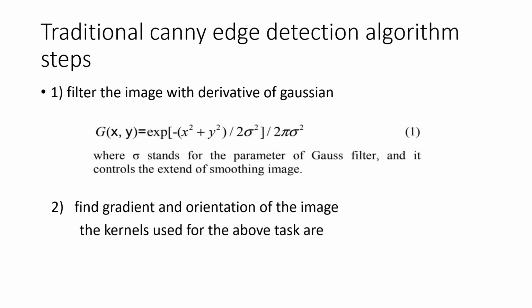The traditional Canny edge detection algorithm involves 4 steps. The first step is the image filtering. The first step of the Canny detector uses the first derivative of the Gaussian function, which is the best approximation for an optimal edge detection. This first derivative of the Gaussian is as shown in the slide. G of x comma y is equal to exponential of minus x square plus y square by 2 sigma square, by 2 pi sigma square. This sigma is the standard deviation which controls the extent of smoothing. If the sigma is very large, the image is going to be very blurred.